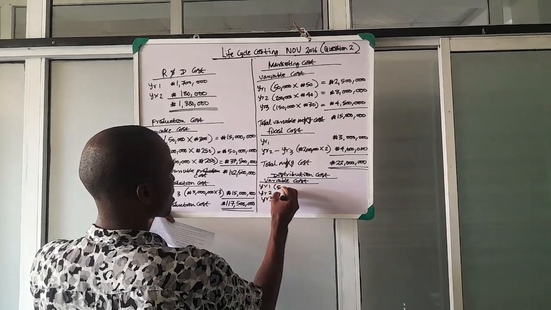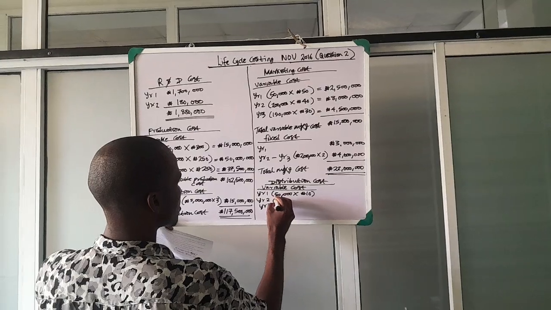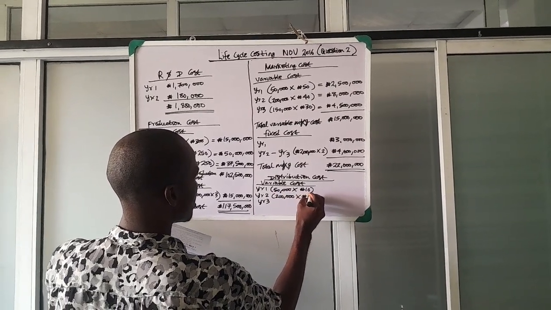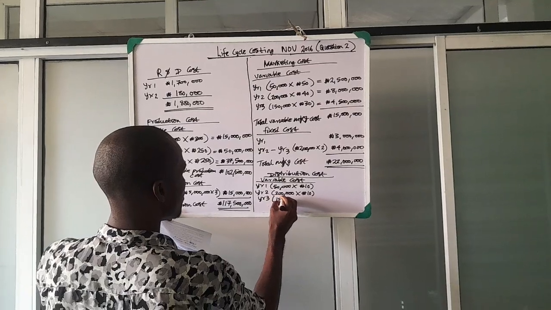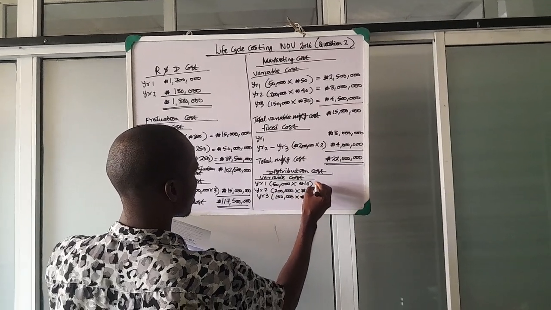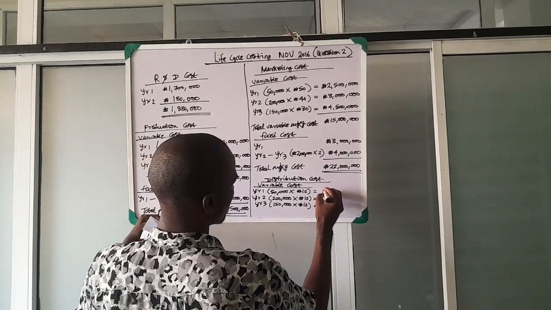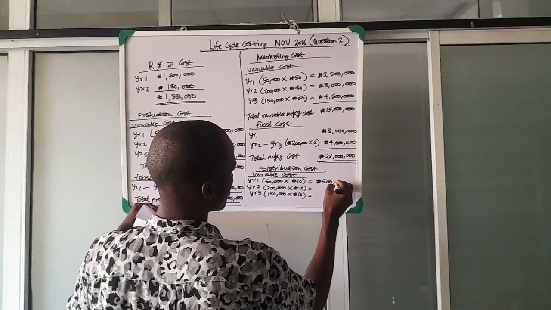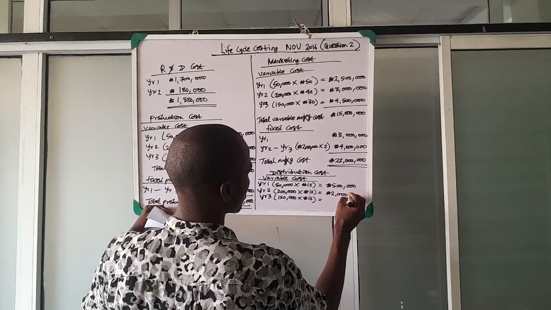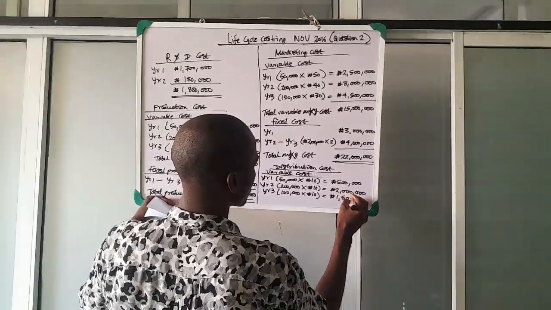How many? 50,000 units times 10 naira. This is 200,000 units times 10 naira. And this is 150,000 units times 10 naira. The first one, 500,000. The second is what? 2 million. And the third? 1,500,000.